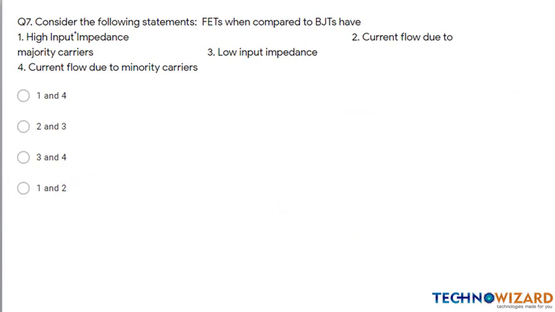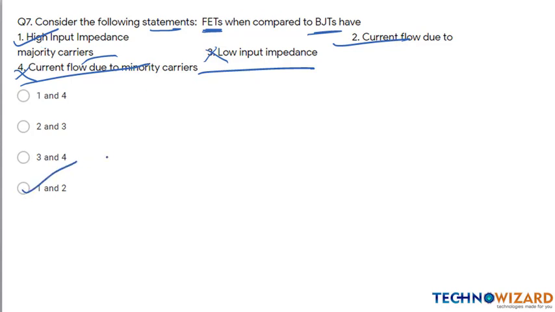Question number 7. Consider the following statements. Here we are talking about FET, and we know the FET has high input impedance. Therefore, option 1 is correct. Compared to BJT, current flow is due to majority carriers. Low input impedance is wrong, and current flow due to minority carriers is also wrong. They have low output impedance, FET. Therefore, options 1 and 2 are correct. Therefore, option D is the correct answer.